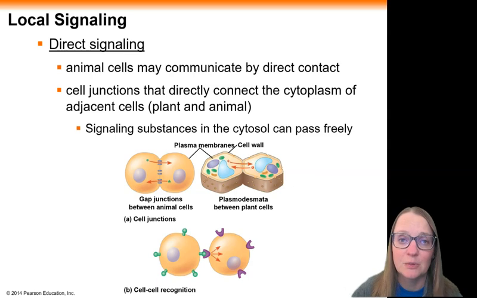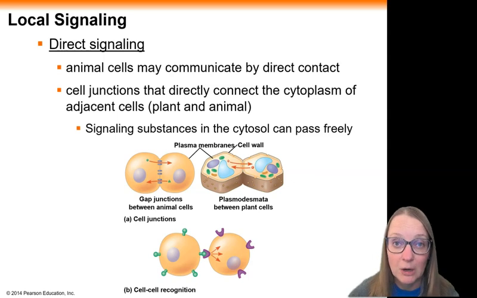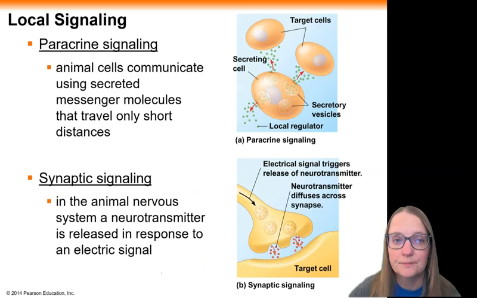That can very frequently be used by your immune system. Again, your immune system needs to be able to tell the difference between a self cell and a non-self cell, right? You want your immune system to leave your body cells alone and only attack those cells that are invaders and could potentially harm you. So that's direct signaling. You literally have to have physical contact between the adjacent cells to get that signaling across.